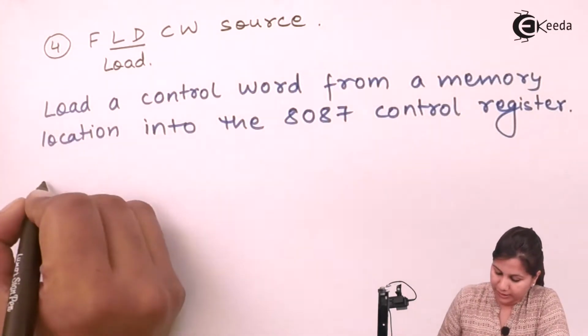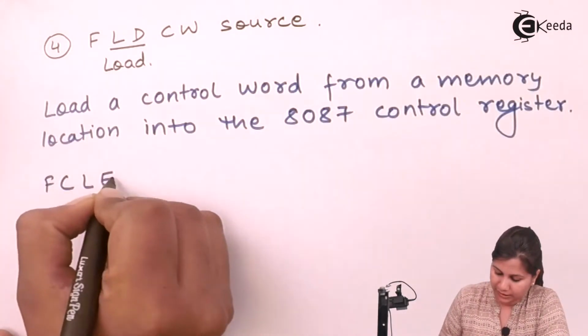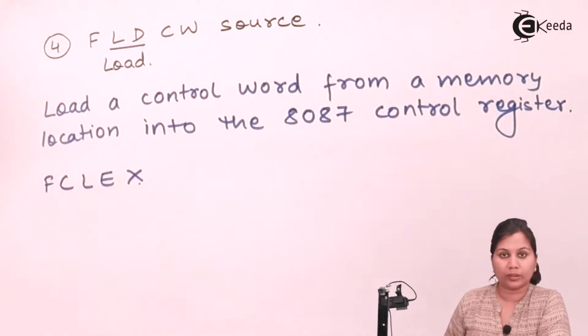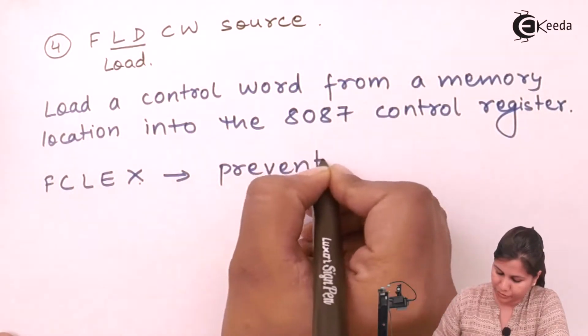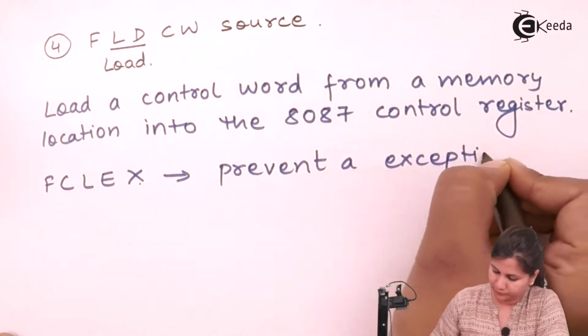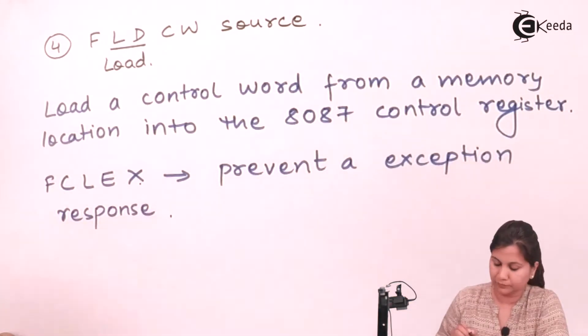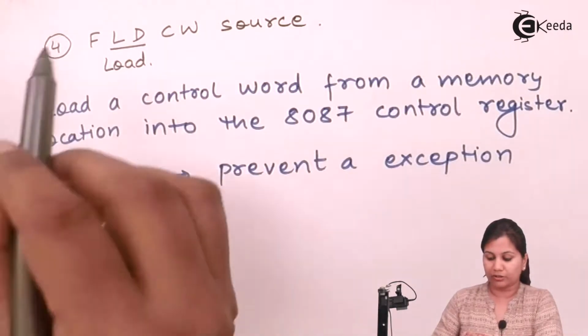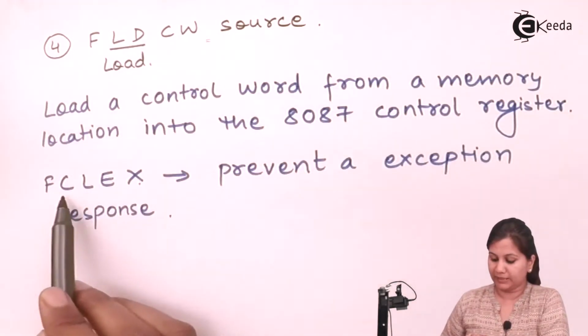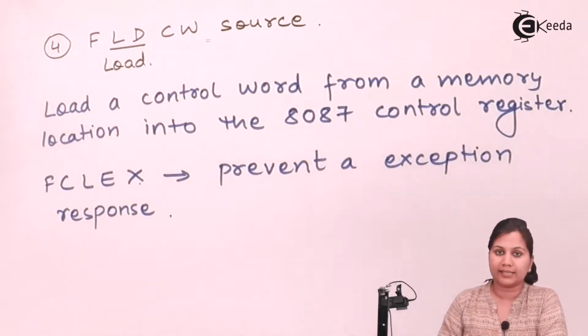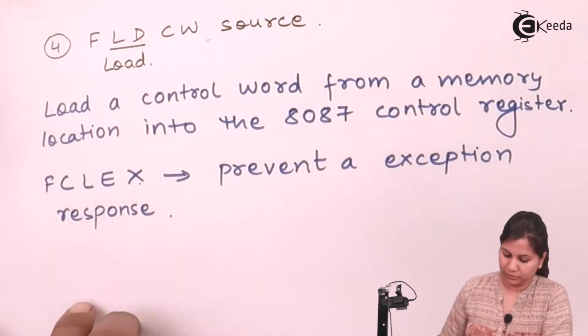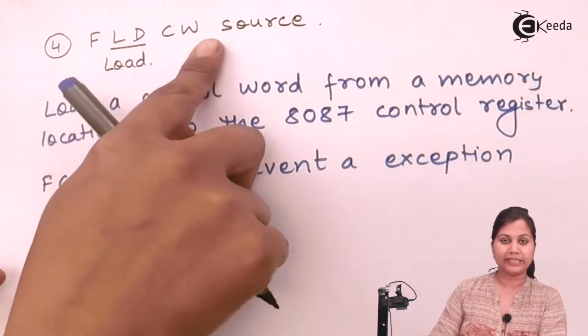Now this instruction is preceded by the instruction FCLEX, so as to prevent any exception response if any exception bit is set in the status word. So this is FLDCW, that is, load the control word.